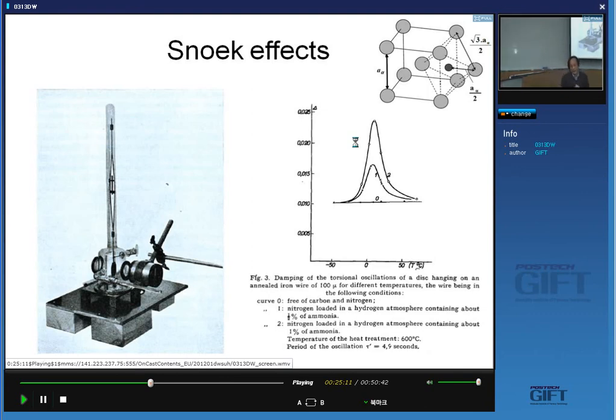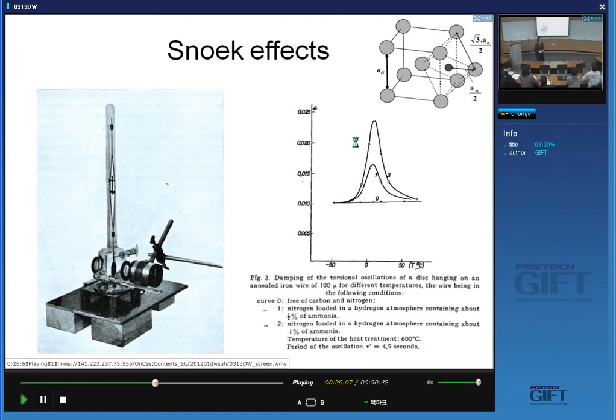Even though the content of carbon in BCC iron is very, very small, sometimes we want to know how much solute carbon or nitrogen is present inside the BCC iron. In that case, we use the phenomenon, the snoek effect. The reason why we want to know the amount of solute carbon or nitrogen inside the BCC iron is that there are two kinds of reasons. One is to understand and predict the strain aging.